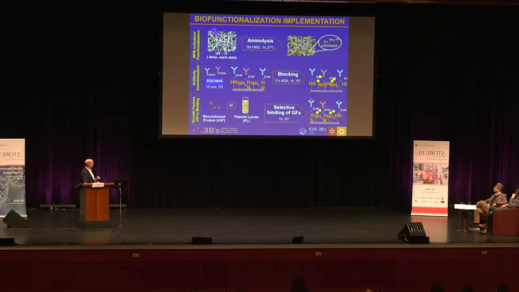And the idea is really to demonstrate that that strategy can drive the mesenchymal stem cells into the chondrogenic phenotype. We modify the surface with UV ozone, and then we promote amine groups at the surface. We use those amine groups to immobilize the antibodies at the surface, and we block the amine groups that are not used. Then we dip this substrate into either a solution of recombinant protein or the platelet lysates, and we look for the selective binding of growth factors of interest.